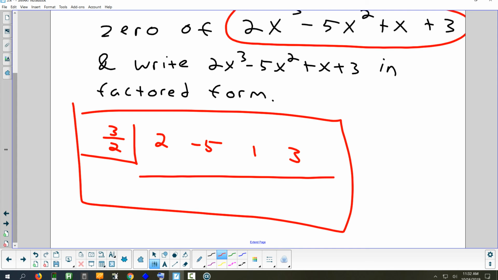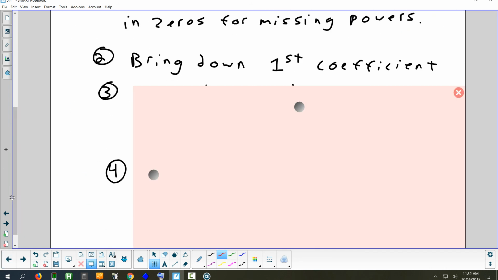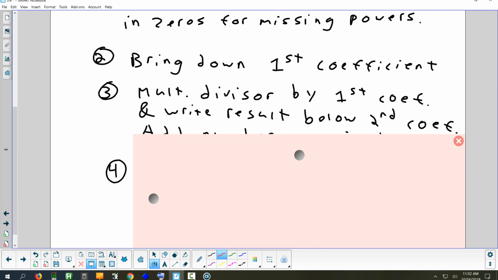Two. 2. Bring it down. So my first coefficient, 2. Next step. Multiply the number. I'll just read it and then I'll explain it even more simply.